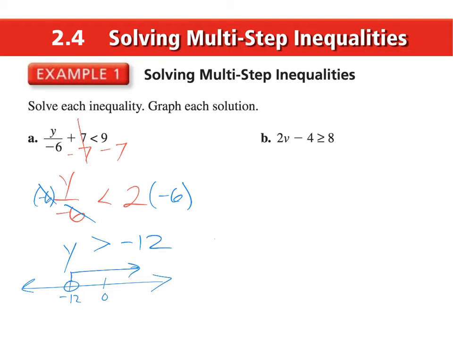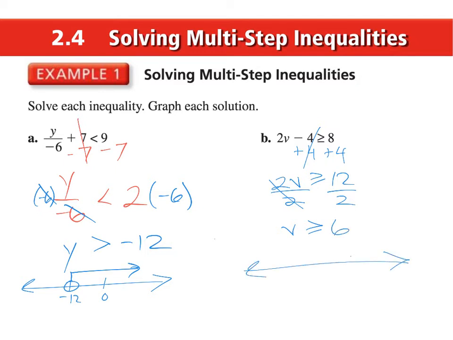All right, next problem. Let's get this term with the v by itself. So I'm going to add 4 to both sides. 2v is greater than or equal to 12. I'm going to divide by 2, and v is greater than or equal to 6. Let's graph it. V is greater than or equal to 6, so it's a solid dot, and I'm going to the right.